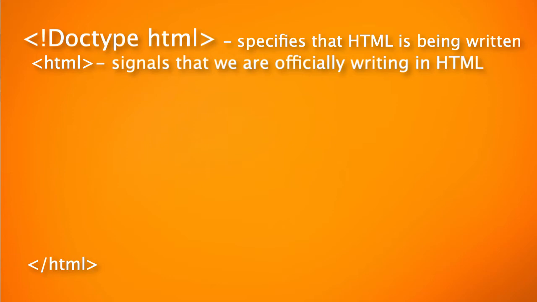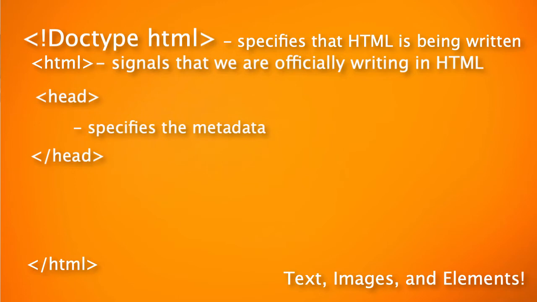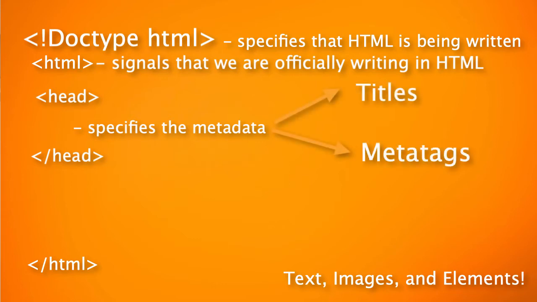Once these two introductory tags have been implemented, we move on to the meat of a web page, the text, images, and elements within. We do this through the head tag, which specifies the metadata for each page. Essentially, metadata is anything associated with search engines and computer programs. Examples of metadata in HTML include titles and meta tags, where the information about the document is stored, like character encoding, the name of the author, and the description.